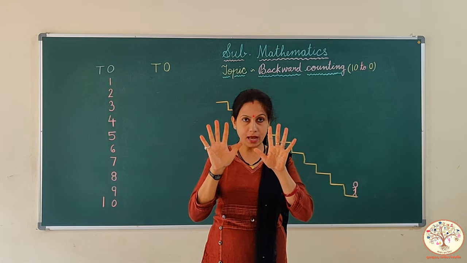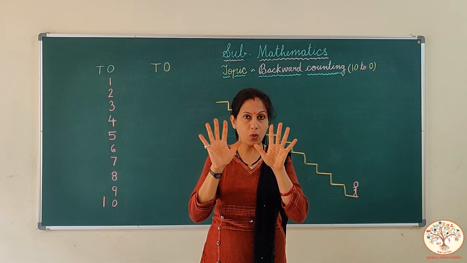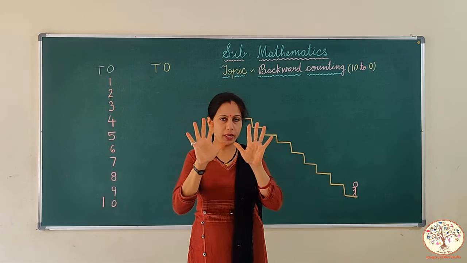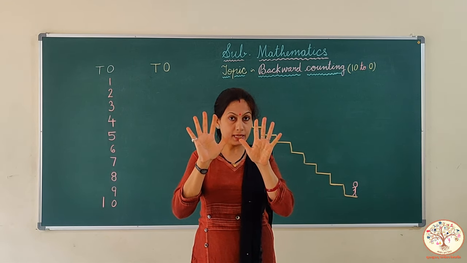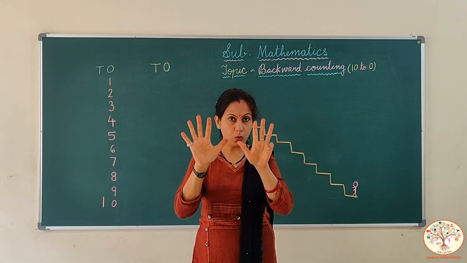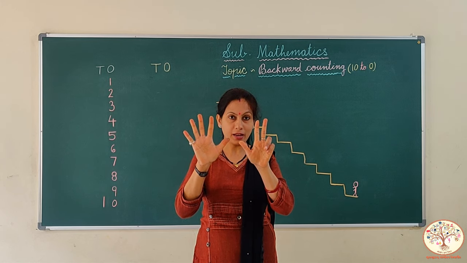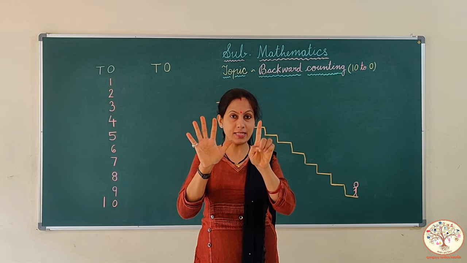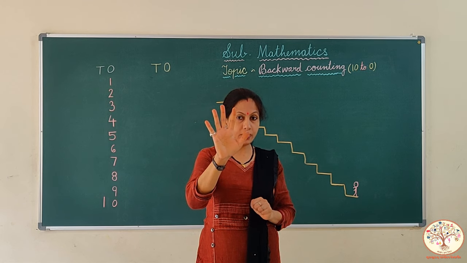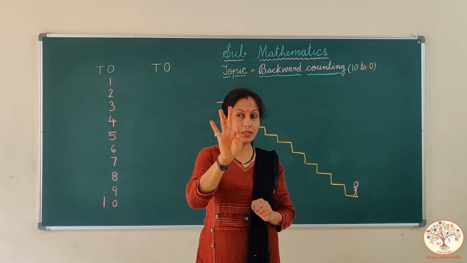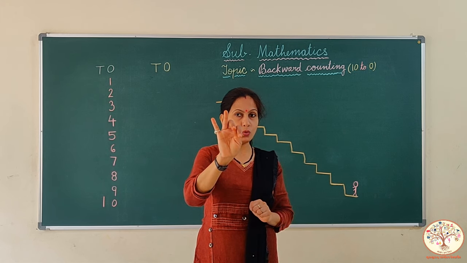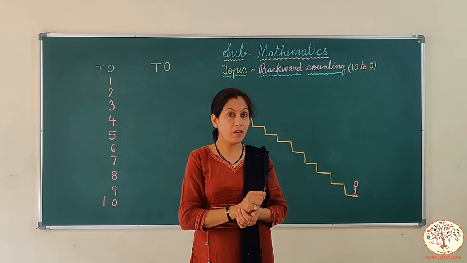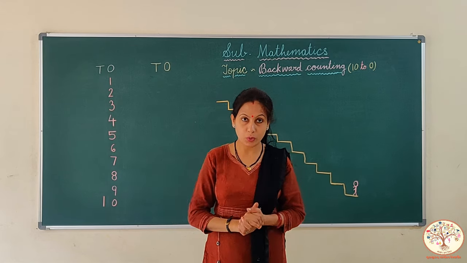Okay? These are 10 fingers. Now, I will shorten them one by one and then count. Okay? Let's count. These are 10. Now 9. Now 8. 7. 6. 5. 4. 3. 2. 1. 0. This is backward counting. When we move back, okay?